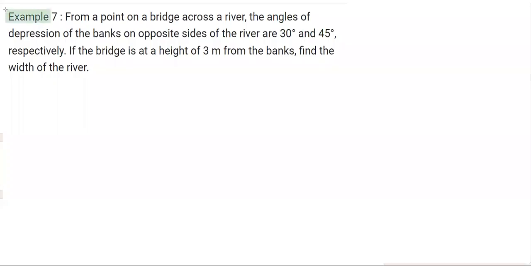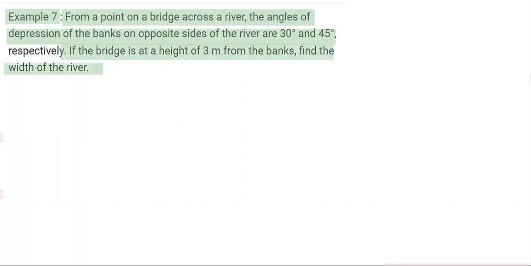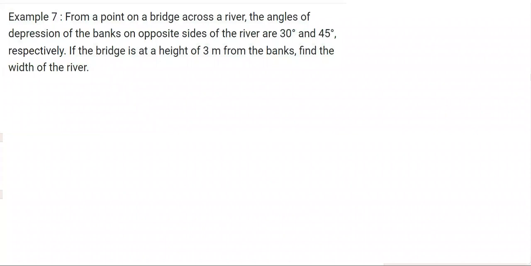In the next example, that is example 7, it says: from a point on a bridge across a river, the angles of depression on the banks on opposite sides of the river are found to be 30 and 45 degrees. If the bridge is at a height of 3 meters from the banks, find the width of the river. So let's say this is the width of the river.